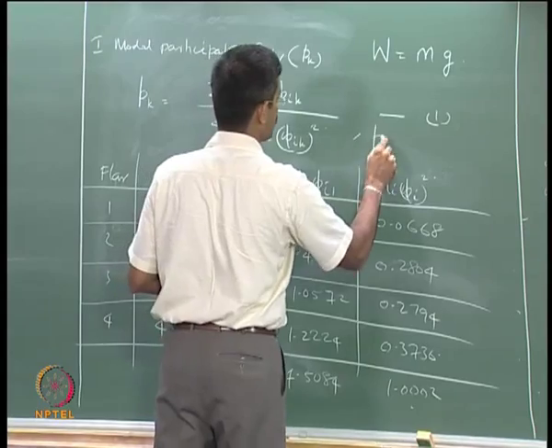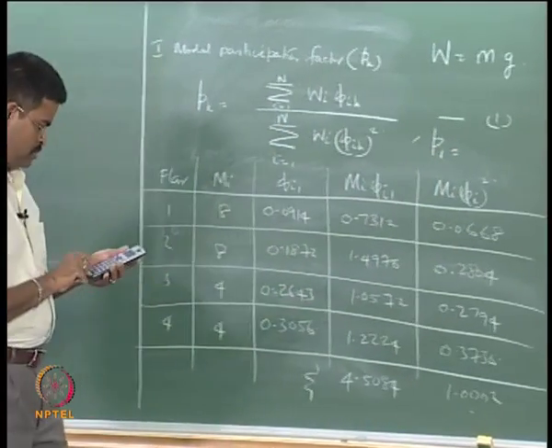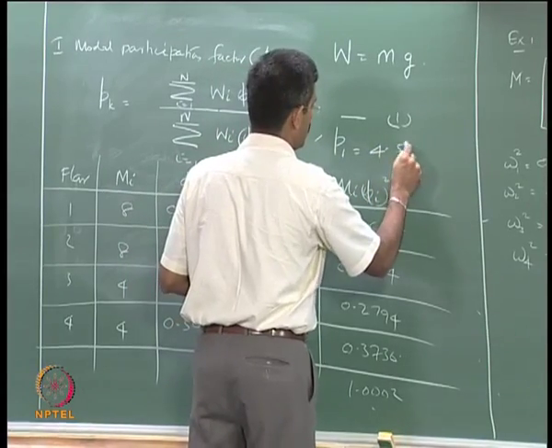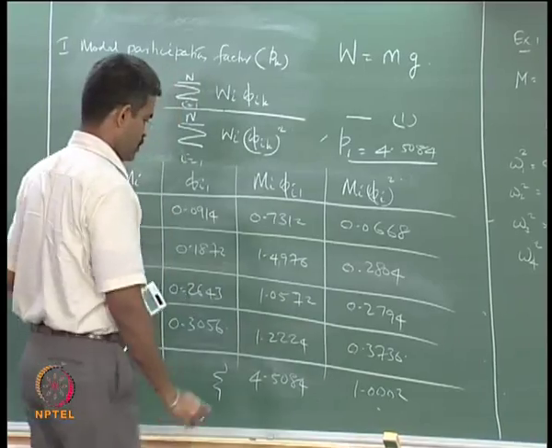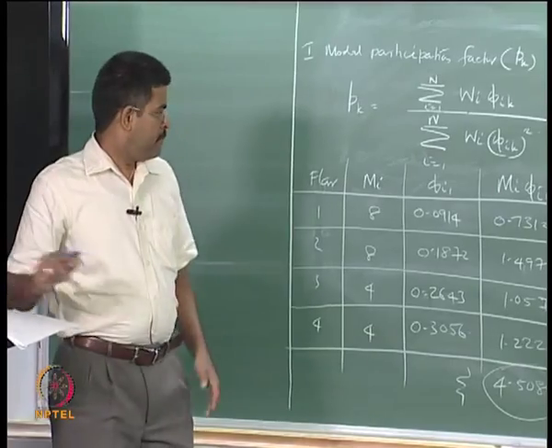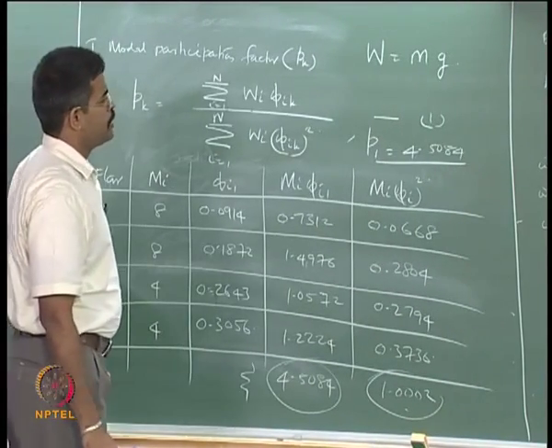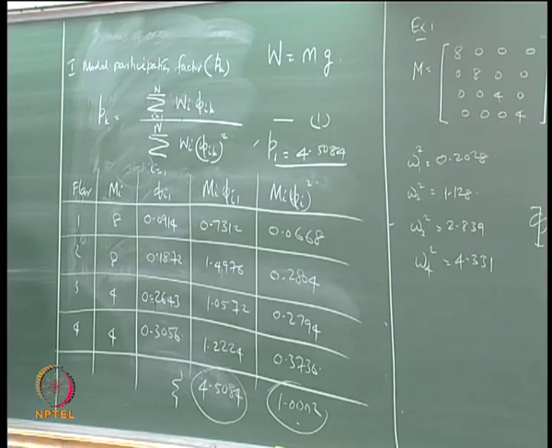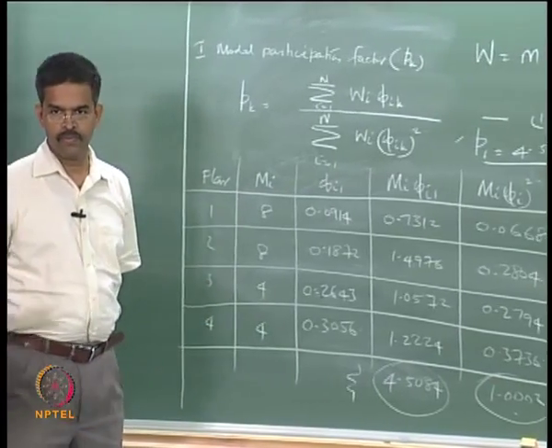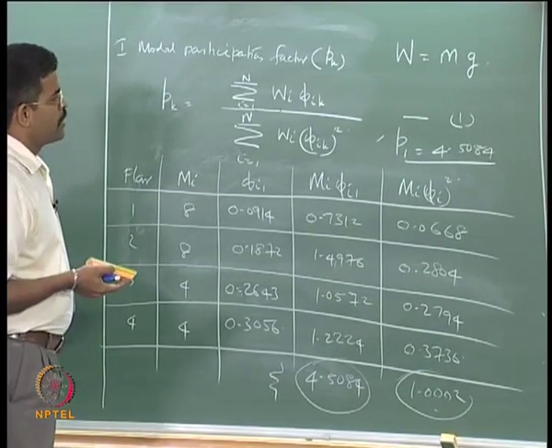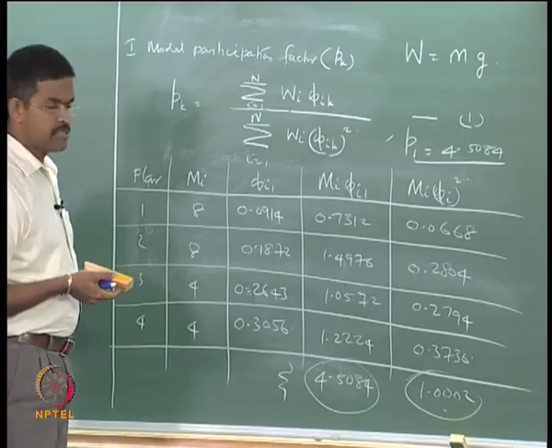So, I get P1 as 4.5084, that is this value divided by this value. Can you get me quickly P2, P3 and P4? If I want to find out P2, I have got to make changes.